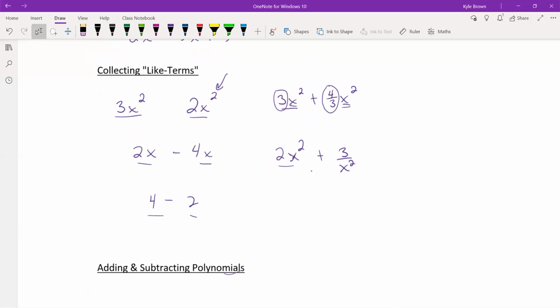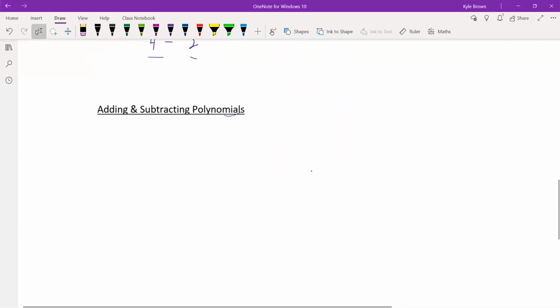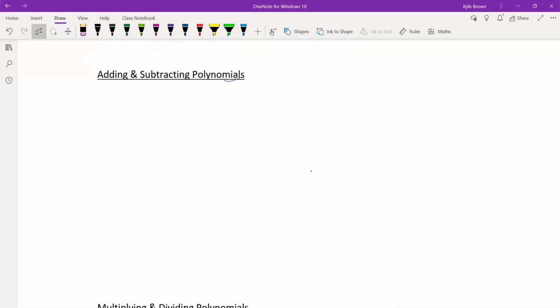And then I had collecting like terms, but when we say collecting like terms, we're really talking about adding and subtracting polynomials. So let's just jump right into it and do that. Let's say we wanted to add the polynomial, I really like 2x squared apparently, 2x squared minus 4x plus 2. And I want to add that to 3x squared minus 5x minus 7.